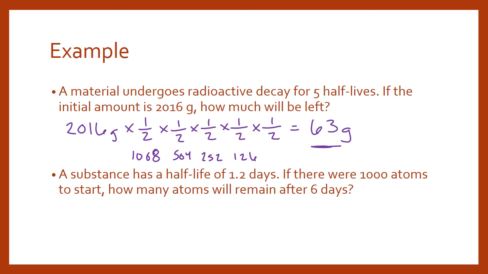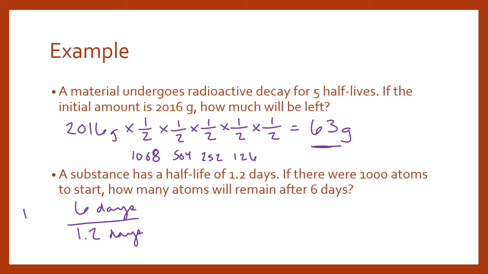So let's look at another question. A substance has a half-life of 1.2 days. If there were 1,000 atoms to start, how many atoms will remain after 6 days? In this case, it has a half-life of 1.2 days and it goes over a time of 6 days. So I need to figure out how many half-lives that is. I'm going to divide those two numbers: 6 days divided by 1.2.